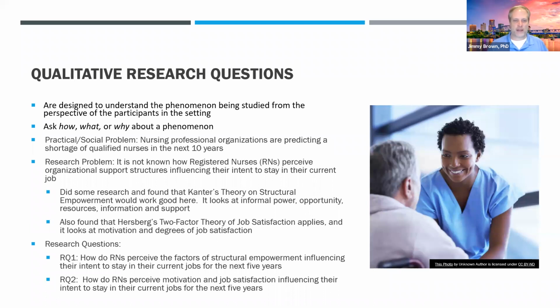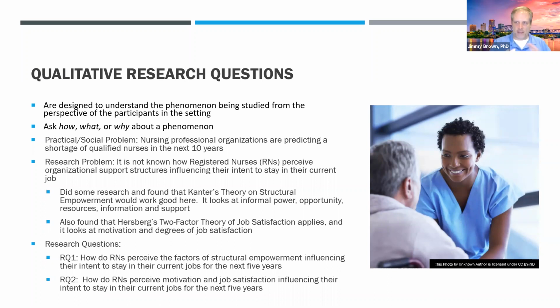So let's say we went and did some research on this and looked at the theories around it. Just so you know, this actually came from a study I was involved in a few years ago. We found Kanter's theory of structural empowerment, which talks about informal power, opportunity, resources, and information support. Herzberg's two-factor theory of job satisfaction can also apply, because it talks about motivation and degrees of job satisfaction. So we could use those to create two research questions. One: how do RNs perceive factors of organizational empowerment influencing their intent to stay in their current job for the next 5 years? And a second: how do RNs perceive motivation and job satisfaction influencing their intent to stay in their current jobs over the next 5 years?